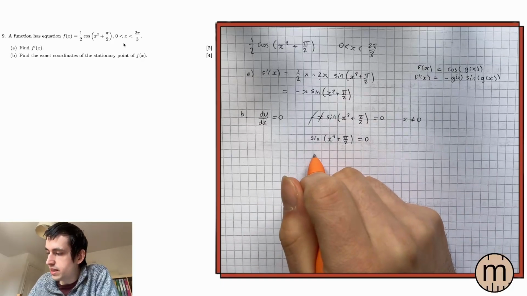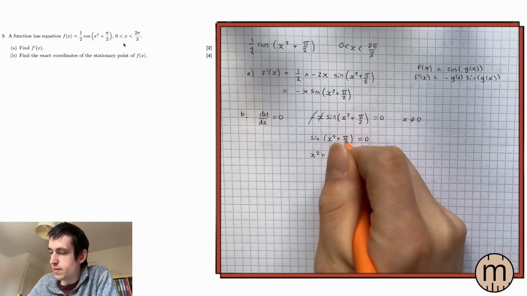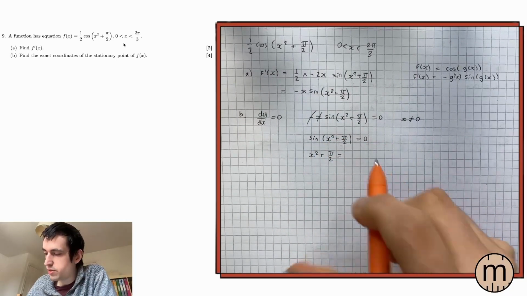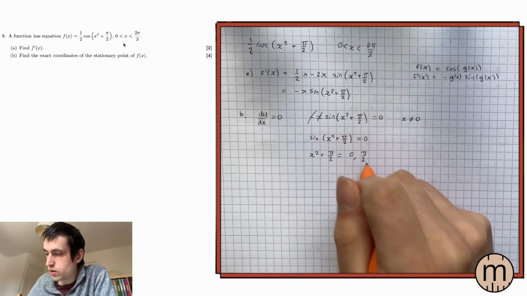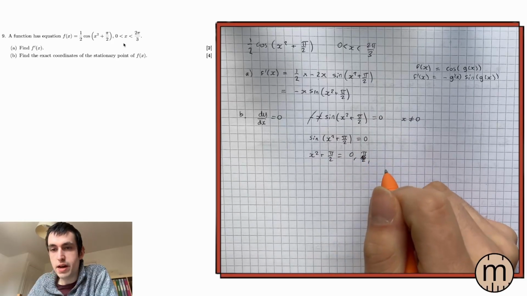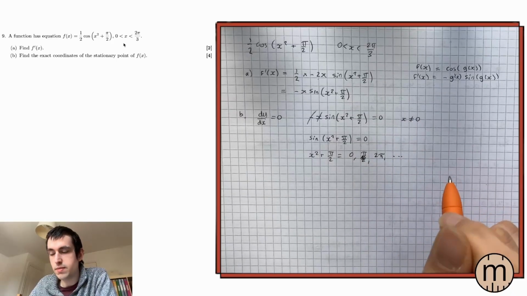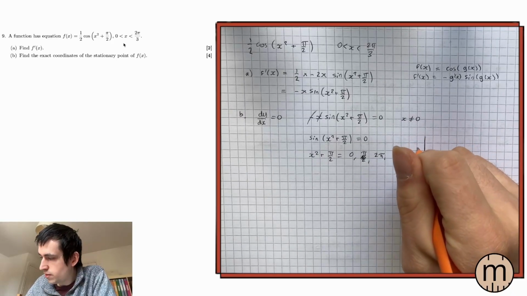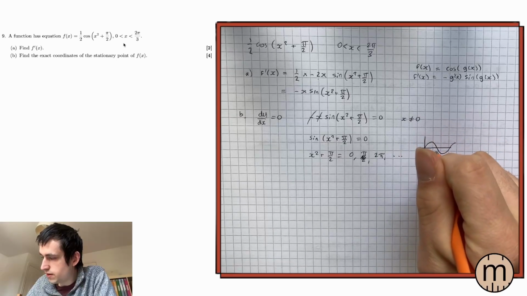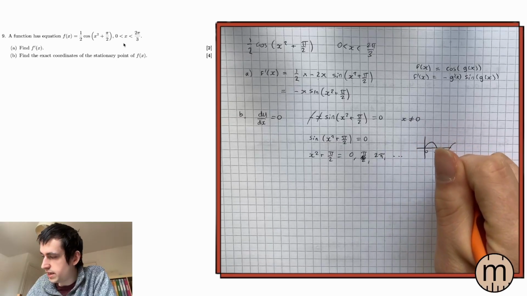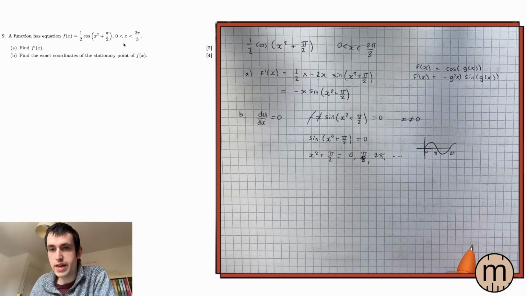When is sine equal to 0? That's when the middle bit, in our case x squared plus pi over 2, is equal to 0, or pi, or 2 pi, or etc, etc. That's from the sine diagram, which looks like this: 0, pi or 180, 2 pi or 360, and all multiples of pi thereafter.